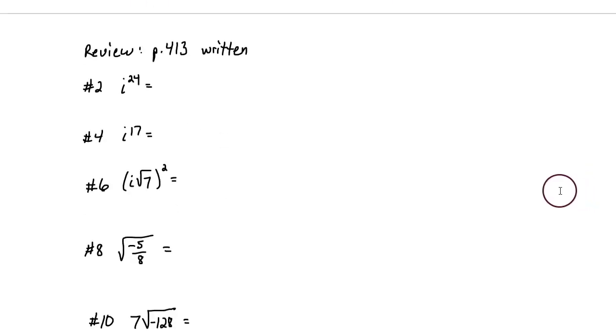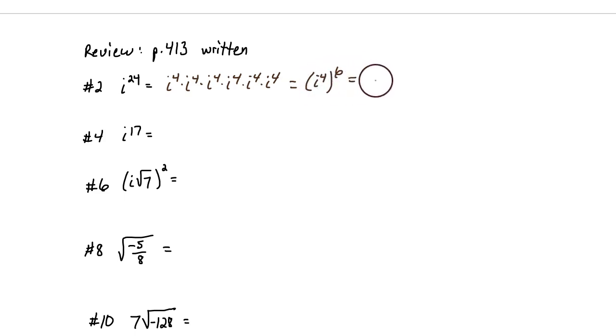For the review assignment, we have to simplify. We have i to the 24th power. That is equivalent to i to the 4th times i to the 4th times i to the 4th, i to the 4th, i to the 4th, and i to the 4th. Another way you could have thought of that is that's equivalent to i to the 4th power raised to the 6th power. But the point is, the i to the 4th is just a 1. So 1 to the 6th power is just 1.